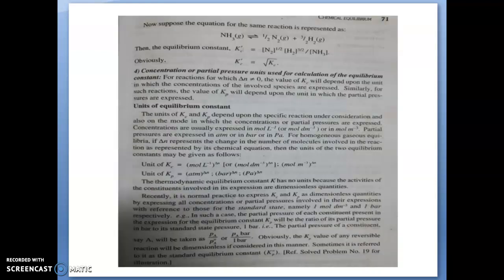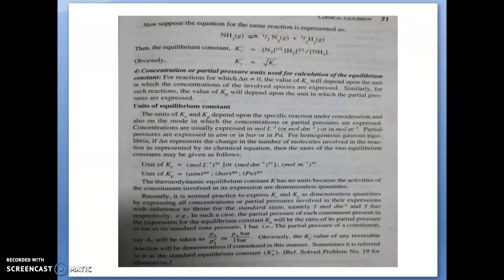Okay. Next is the mode of representing the stoichiometric equation. How we express the equation in a different stoichiometric form also changes the equilibrium constant. Here you can see the example: 2NH3 gives N2 plus 3H2. The same one we can rewrite as NH3 gives half N2 plus 3 by 2 H2. So Kc dash will be the concentration of N2 raised to half, concentration of H2 raised to 3 by 2, divided by the concentration of NH3.